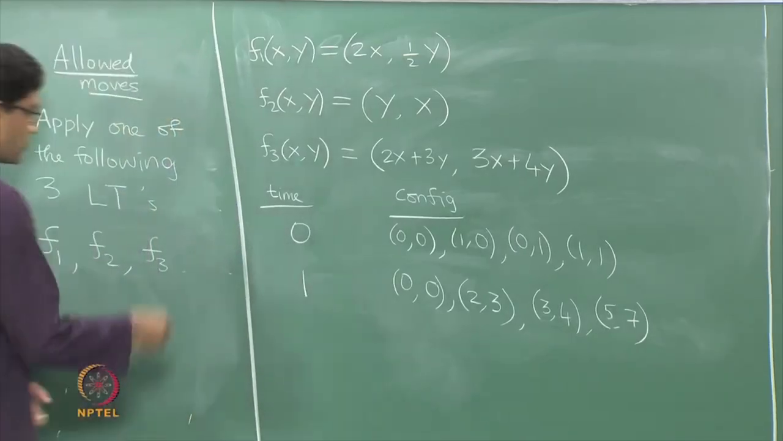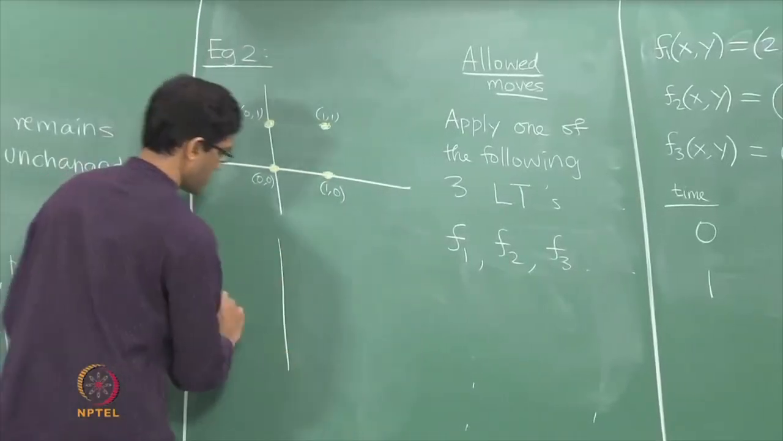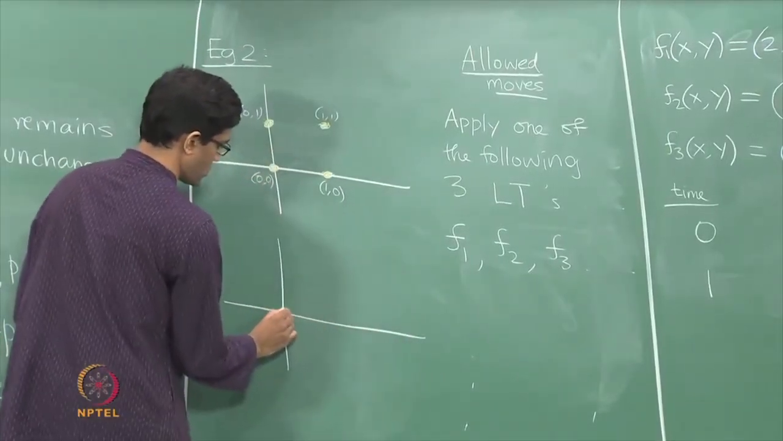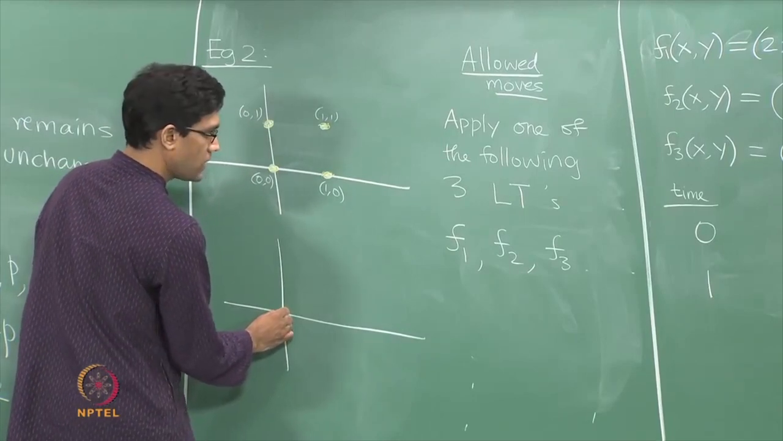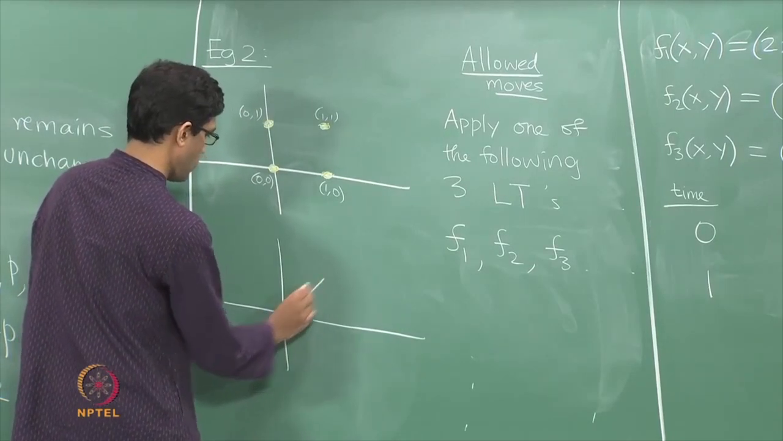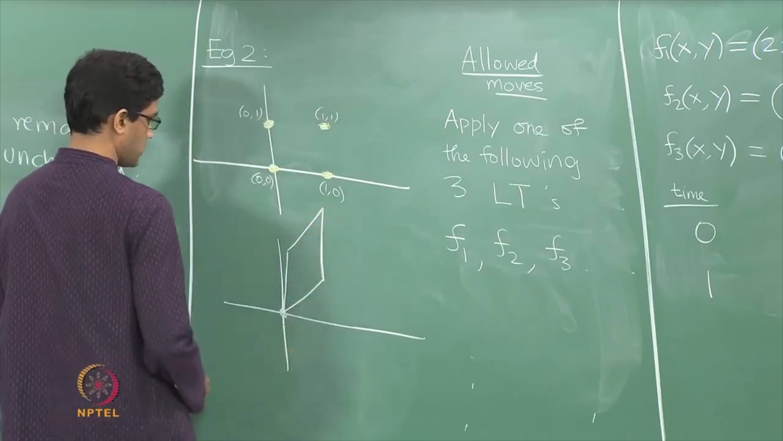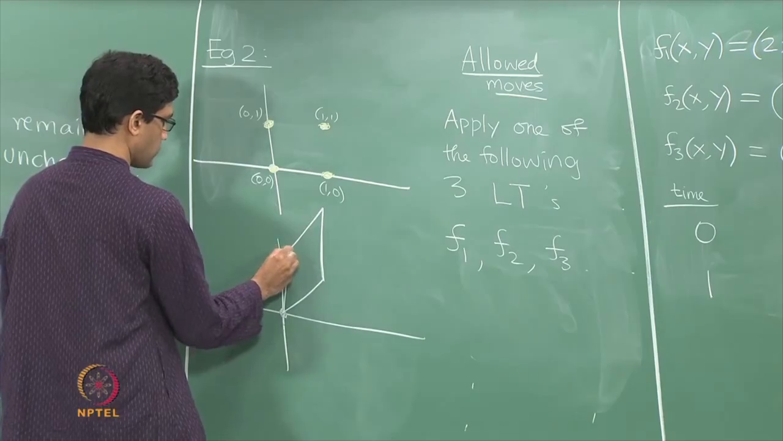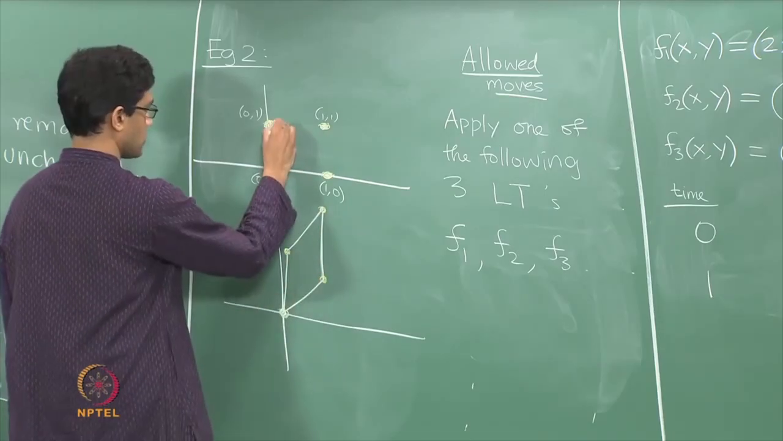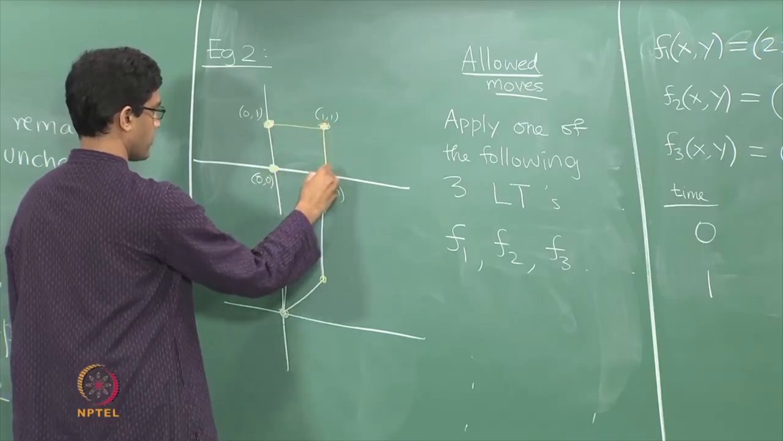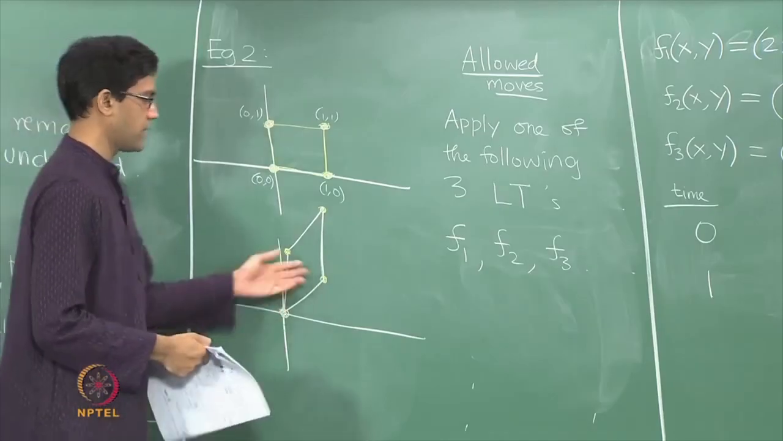Observe, those are actually the four corners of a parallelogram. We have looked at these things when we looked at the transformations. So it's 2, 3, 3, 4, some parallelogram like this. The corners of this parallelogram are now the new positions of the coins. Originally they were the corners of a unit square. After time t equal to 1, it became a parallelogram.